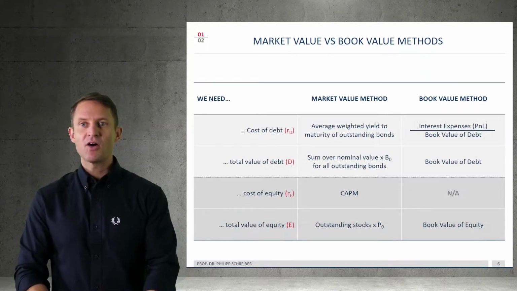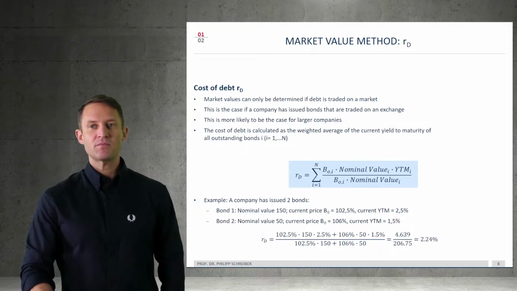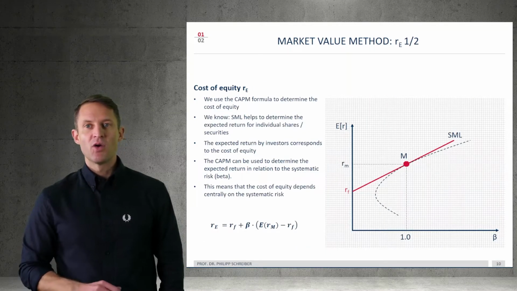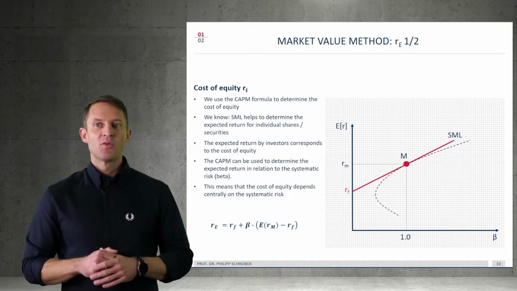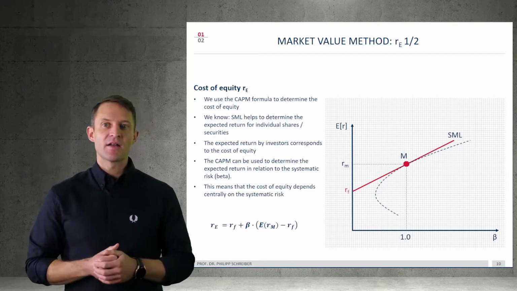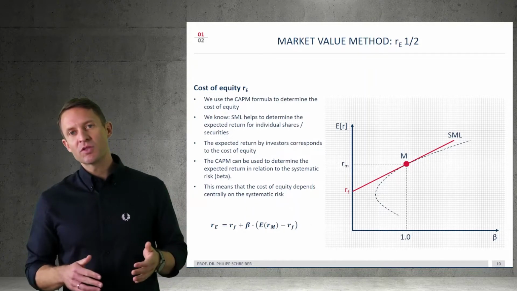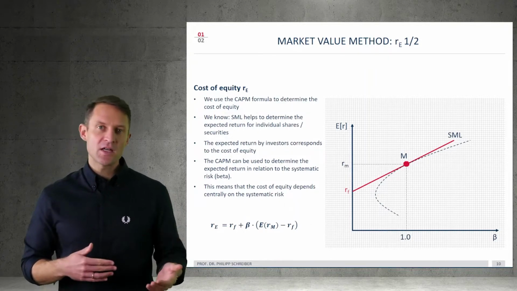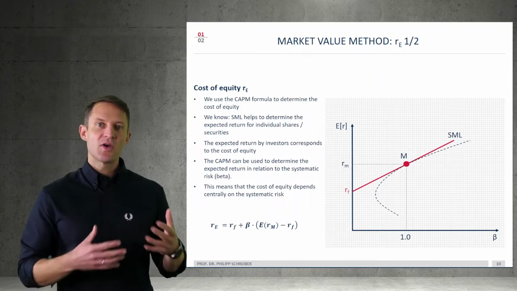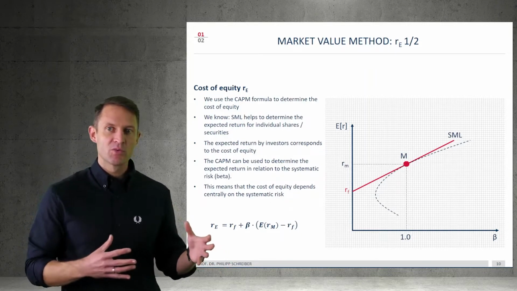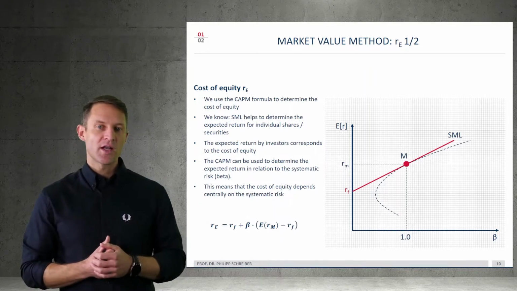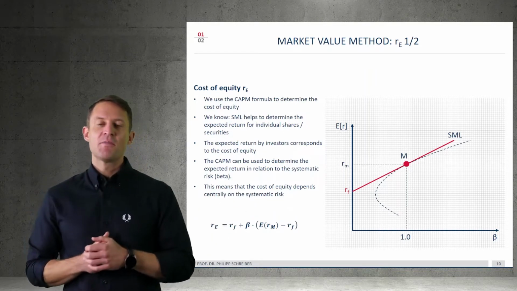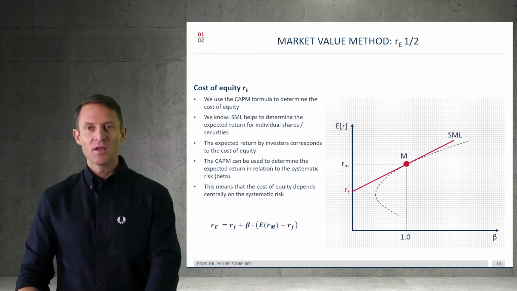So let's check out how we would do it. Here we go. We use the CAPM formula to determine the cost of equity. We use the security market line. So what we would need to do is we would need to find the beta of the company. We would need to estimate the market return. We would need to estimate the risk-free return. And then we could do the calculation based on this formula here, based on the CAPM formula.